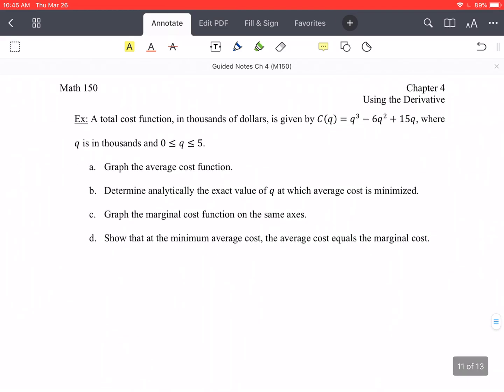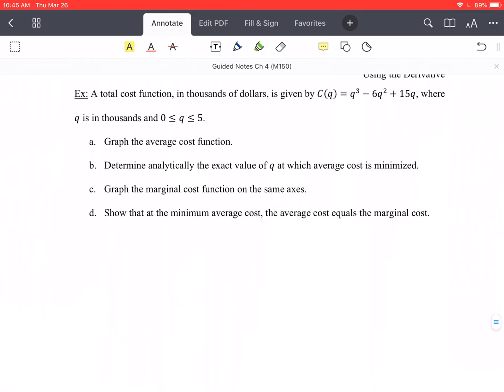Okay, so let's look at this example. So a total cost function in thousands of dollars is given by C of q equals q cubed minus 6q squared plus 15q, where q is in thousands and going from 0 to 5. Okay, so first it wants us to graph the average cost function, and then we'll determine analytically where it is minimized, and then graph the marginal cost function on the same axes, and then show that the minimum average cost equals marginal cost.